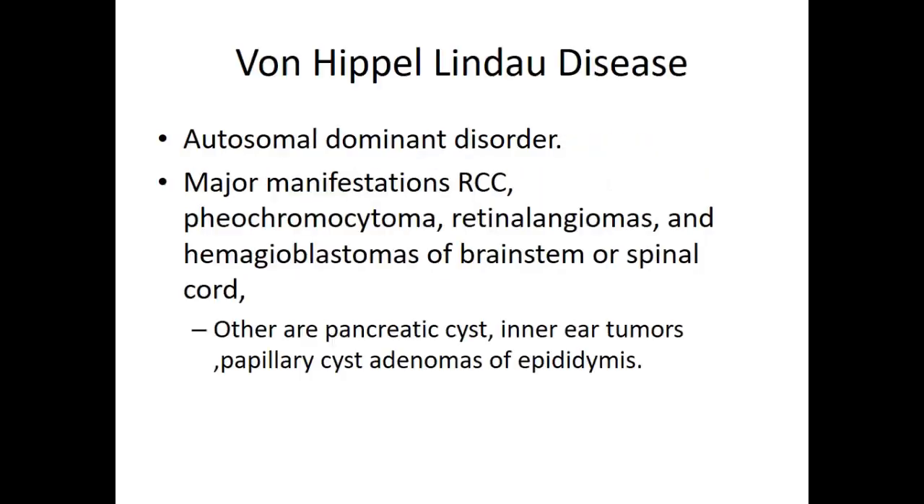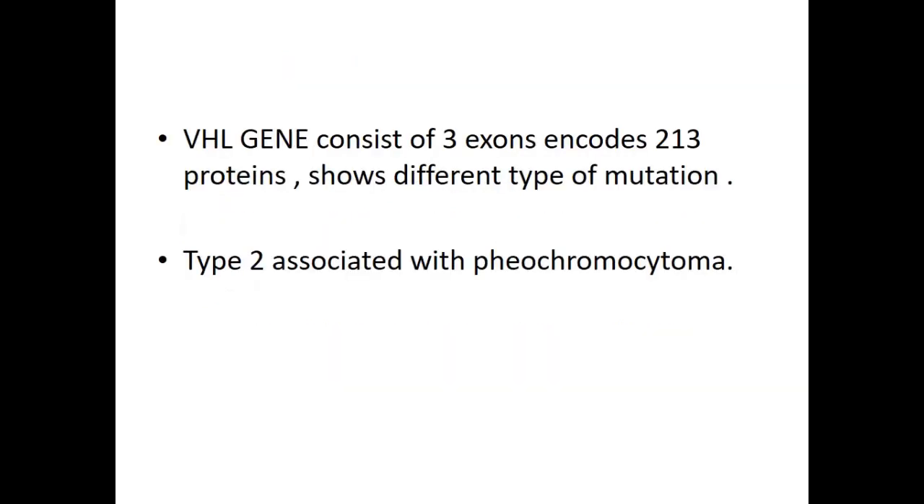The variation of the VHL gene causes all these papillomas and hemangioblastomas. The VHL gene consists of 3 exons that encode a 213 amino acid protein. Whenever the mutation occurs, this protein loses its function, and hence all these manifestations of the disease occur. It has two types, type 1 and type 2. Type 2 is also subdivided into 2A, 2B, 2C, while type 2 is associated with the pheochromocytoma.